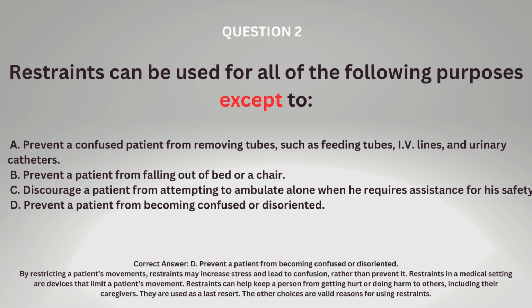Prevent a patient from becoming confused or disoriented. By restricting a patient's movements, restraints may increase stress and lead to confusion rather than prevent it. Restraints in a medical setting are devices that limit a patient's movement. Restraints can help keep a person from getting hurt or doing harm to others, including their caregivers. They are used as a last resort. The other choices are valid reasons for using restraints.